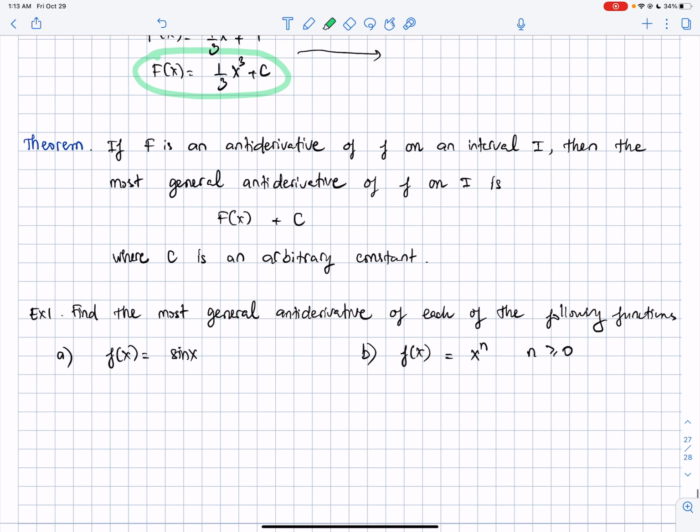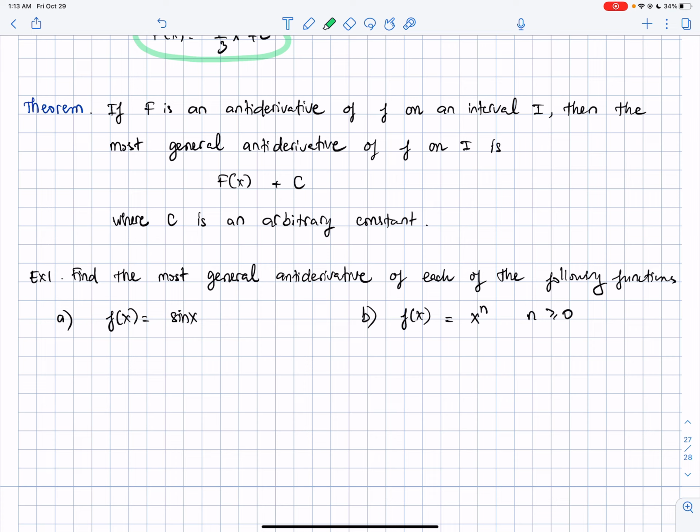Example number 1: we want to find the most general antiderivative for each of the following functions. For part A, we look at the derivative table, and we know that if we take the derivative of negative cosine of x, we will get sine of x. So the most general antiderivative for the function sine of x should be negative cosine of x plus c.